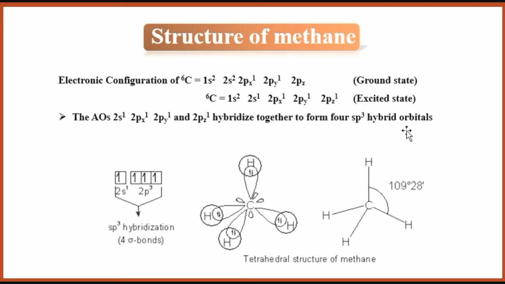So this point is to be noted that the inner shell orbital, that is the 1s orbital, would never take part in this type of hybridization because here there are only two shells, so the atomic orbitals in the valence shell would only take part in the process of hybridization and not the inner one, that is 1s.